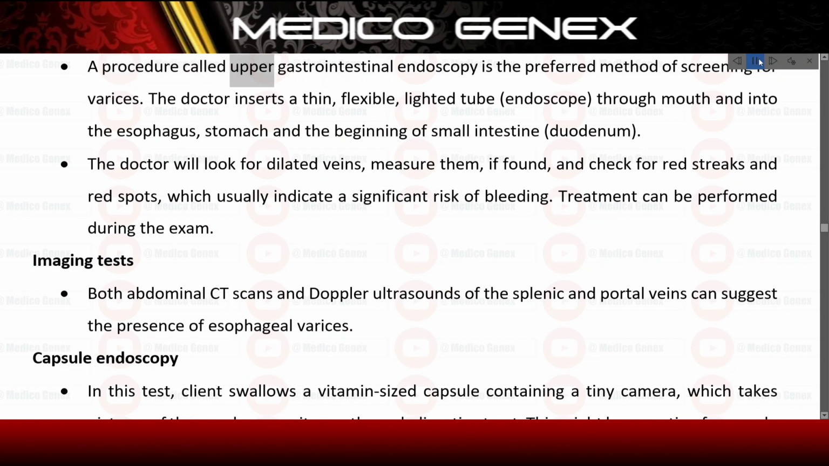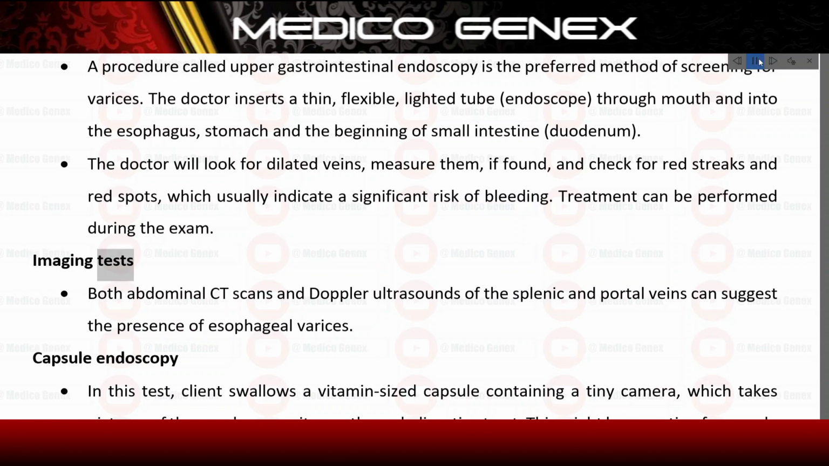Diagnosis. The main test used to diagnose esophageal varices is an endoscope exam. A procedure called upper gastrointestinal endoscopy is the preferred method of screening for varices. The doctor inserts a thin, flexible, lighted tube, an endoscope, through the mouth and into the esophagus, stomach and the beginning of the small intestine, the duodenum. The doctor will look for dilated veins, measure them if found, and check for red streaks and red spots, which usually indicate a significant risk of bleeding. Treatment can be performed during the exam.